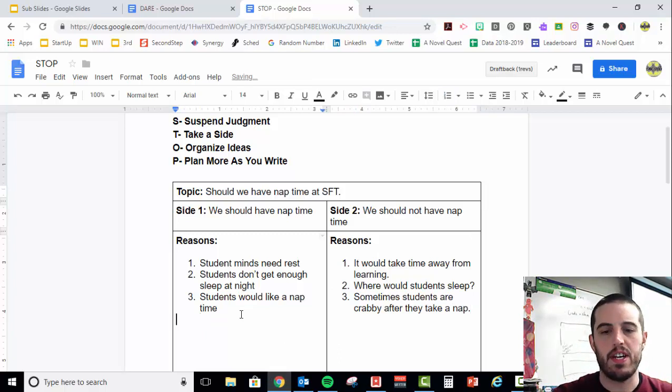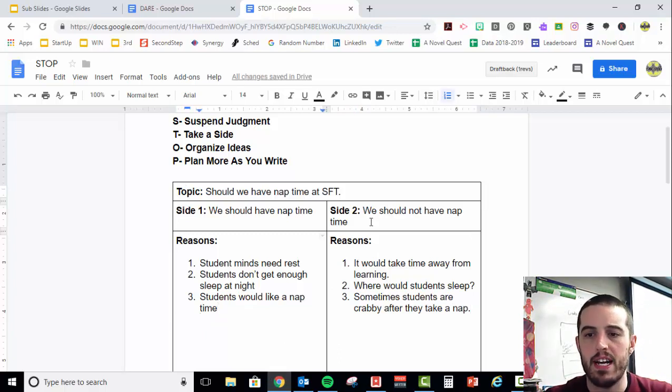So I've got 3 reasons on each side. You can always come up with more if you'd like. So we suspended judgment and brainstormed both sides. So that was this step.